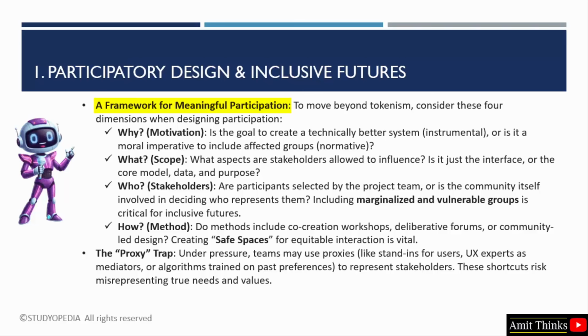Move beyond tokenism by designing participation across 4 dimensions. That is why, what, who, and how. Why: define the goal as instrumental or normative. What: determine the scope, that is, which aspects stakeholders can influence. Who: involve the community in selecting representatives, prioritizing marginalized groups. How, that is the method: use co-creation methods and ensure equitable safe spaces for interaction. Here is the proxy trap: using stand-ins for stakeholders risks misrepresenting their true needs and values.